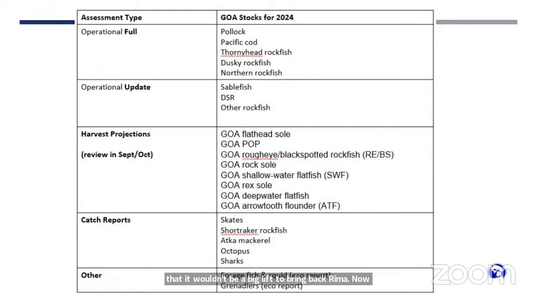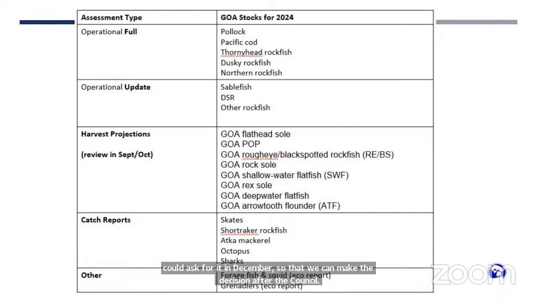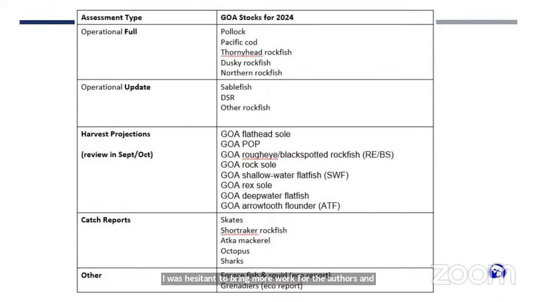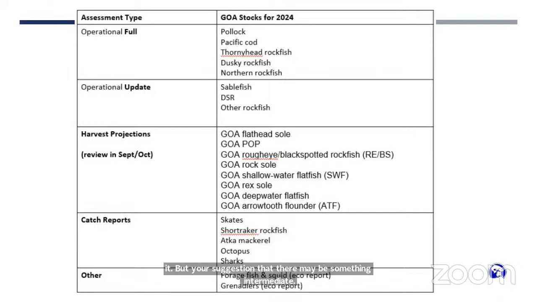But I guess the other way we could do this is we could ask for it in December so that we can make the decision after the council has talked about this. I was hesitant to bring more work for the authors and for the review body, so I didn't know if it was worth it. But your suggestion that there may be something intermediate, I don't know, makes me wonder. So I'd be interested in your thought, Curry.